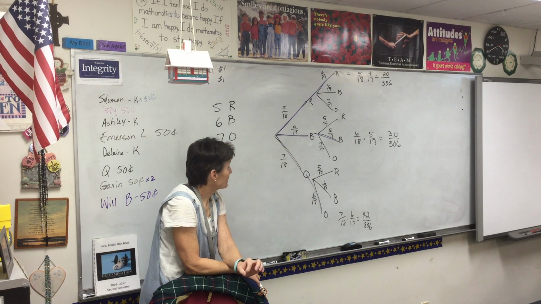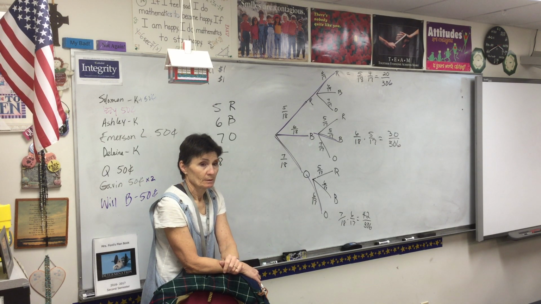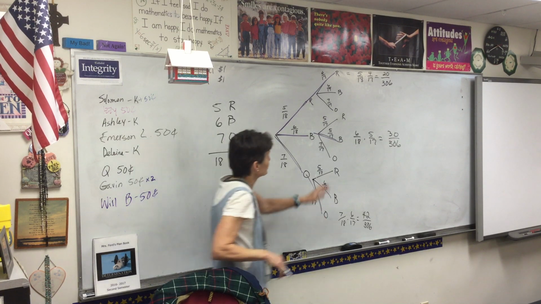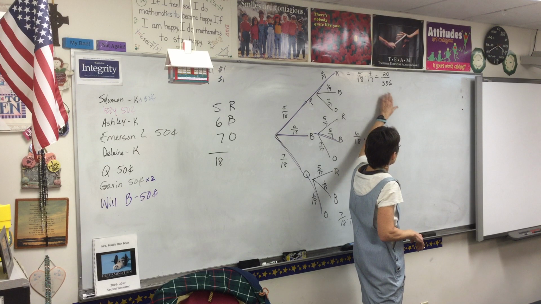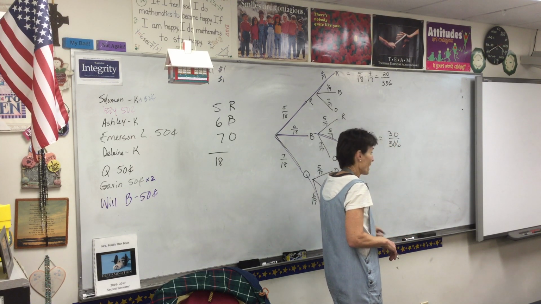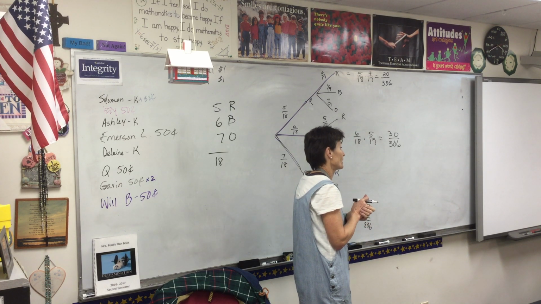Now I can get 2 reds, 2 blues, or 2 oranges. What is the total probability of that happening? What do you think I'm going to do with all these individual probabilities? Since it could be that, or that, or that, how do you think I'll find the total? Add them up.